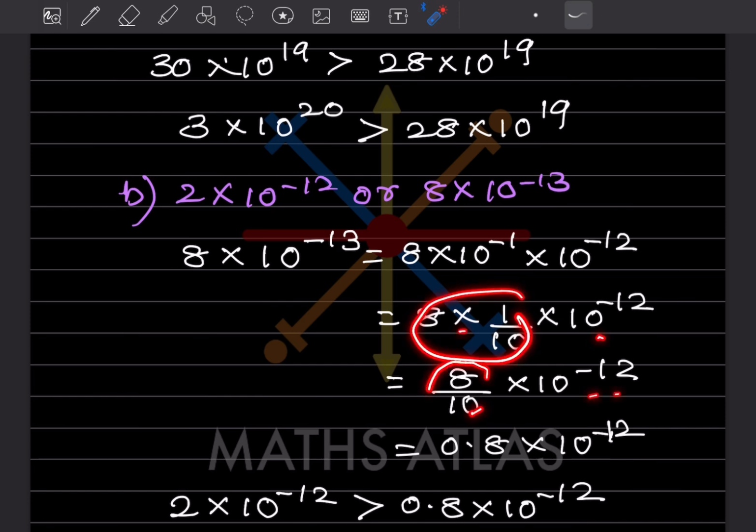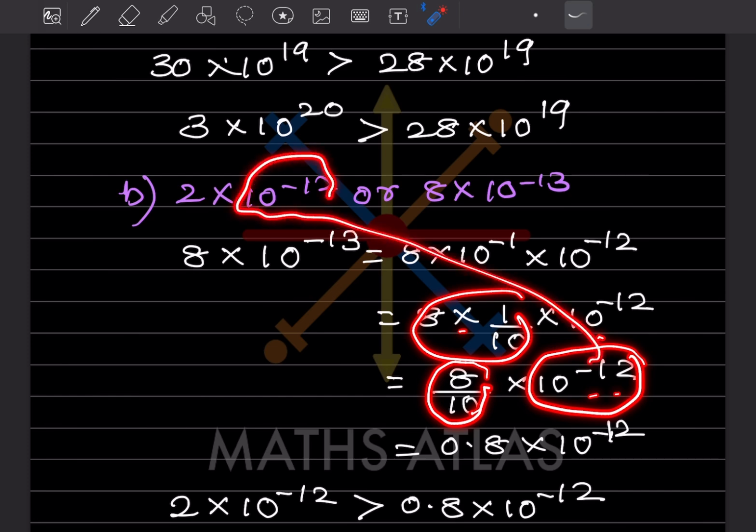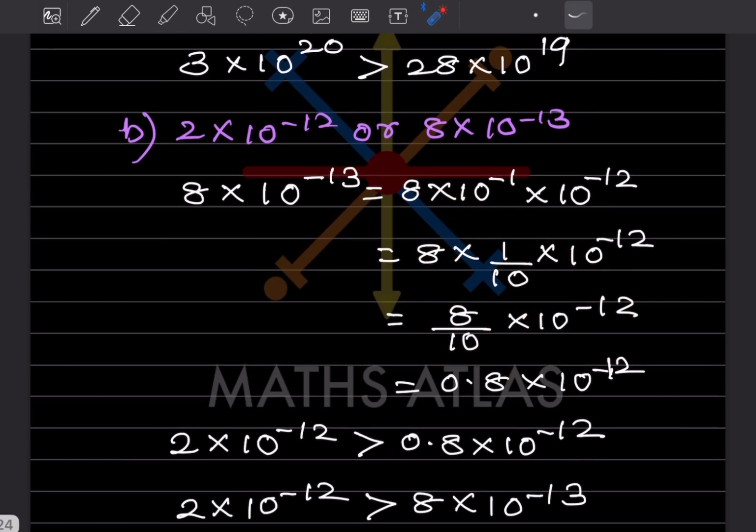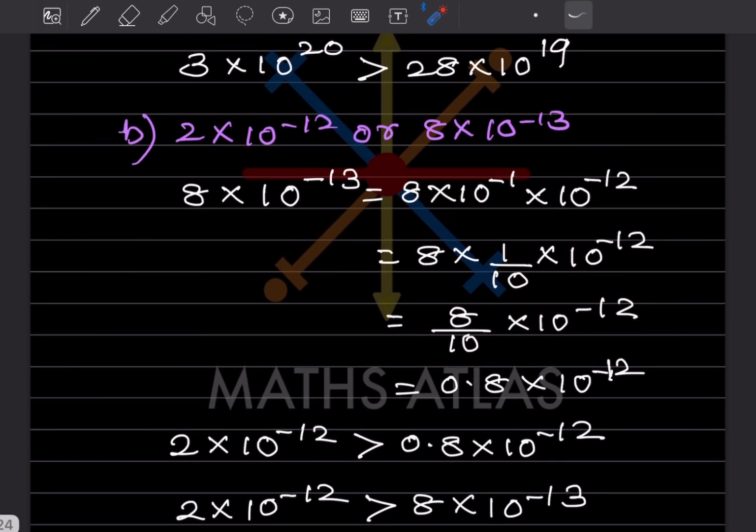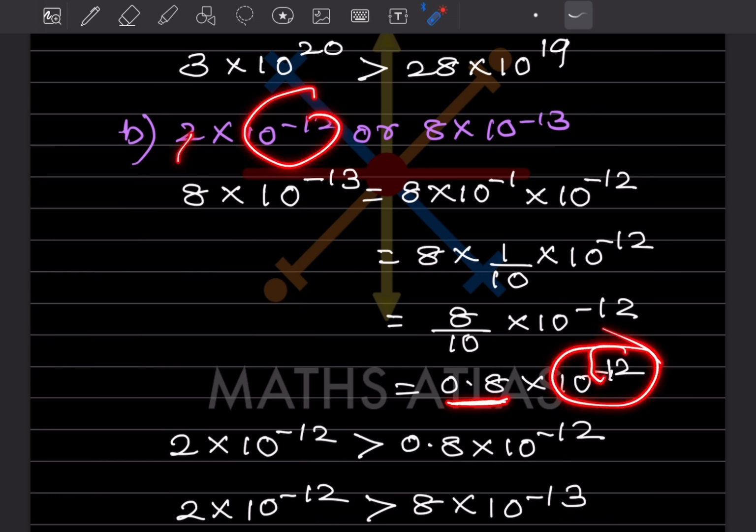So this will be what? Because why? This we are keeping it separately because it should be the same as like this one. So now 8 by 10 will be 0.8 into 10 raised to minus 12. So when you are looking at this numbers, 2 point here, 0.8 now because you got this the same. So when you compare this and this one, so which is the bigger number? 2 into 2 or 0.8, so 2.